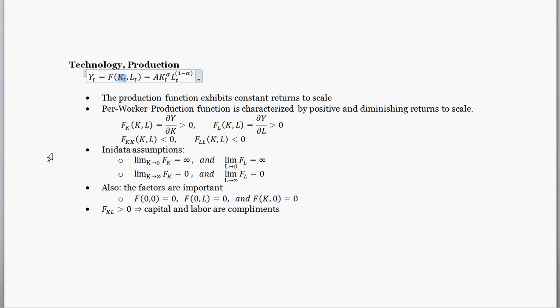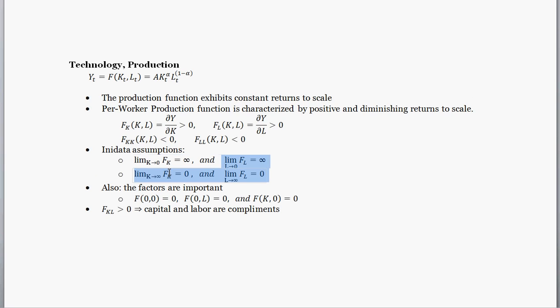Next up we have these Inada assumptions. They tell you that if capital or labor is 0, then the return to adding a little bit of capital or labor is infinite. If capital or labor is at 0, then the production function is at 0. So if K is 0 or L is 0, then aggregate production is 0. Adding an infinitely small amount of extra labor, starting off at 0, means production is positive, implying that the return to that bit of capital or labor is infinite.